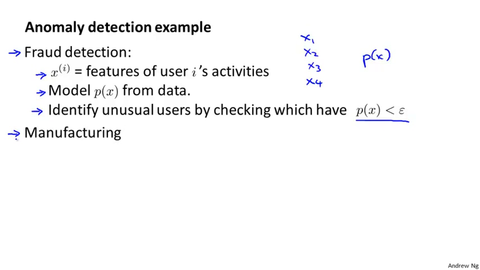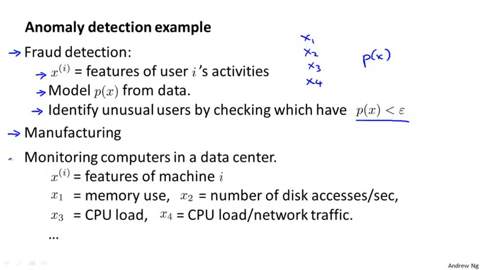So already talked about the aircraft engine thing, where we can find unusual, say, aircraft engines and send those for further review. A third application would be monitoring computers in a data center. And I actually have some friends that work on this too. So if you have a lot of machines in a computer cluster or in a data center, you can do things like compute features of each machine. So maybe some features capturing how much memory used, number of disk accesses, CPU load, as well as more complex features like what is the CPU load on this machine divided by the amount of network traffic on this machine.